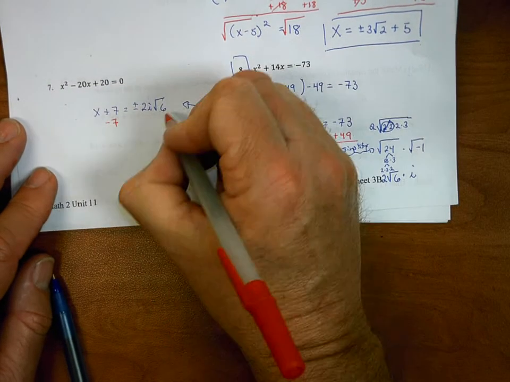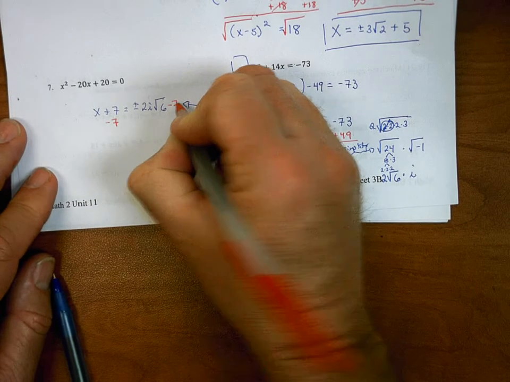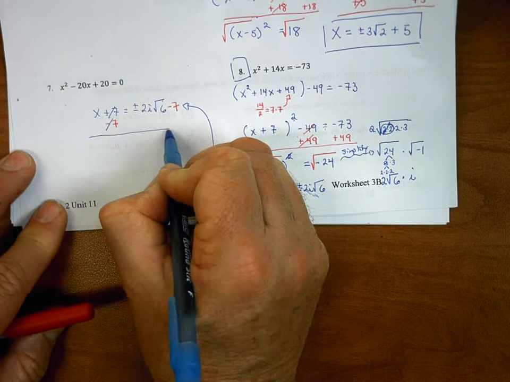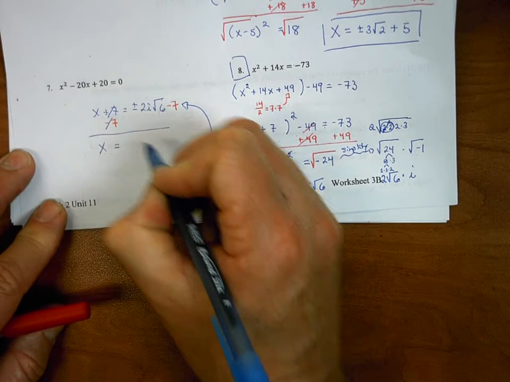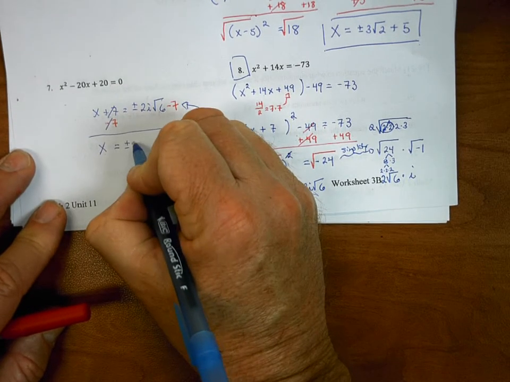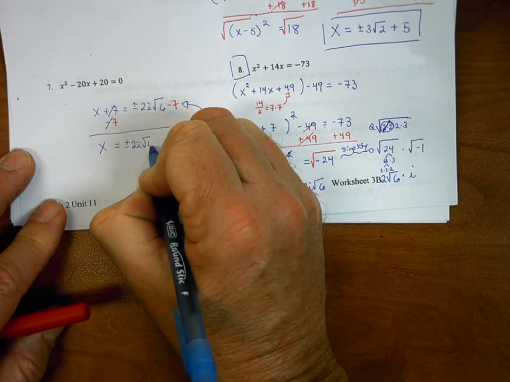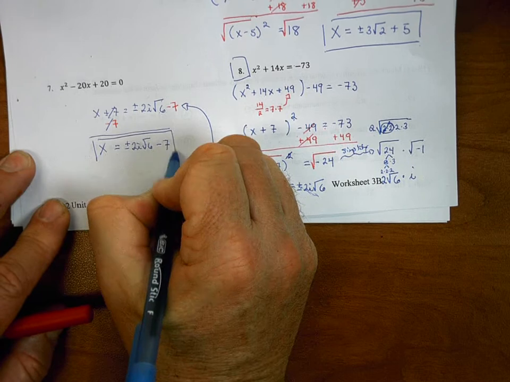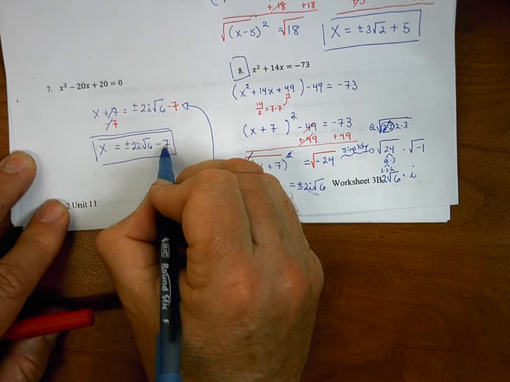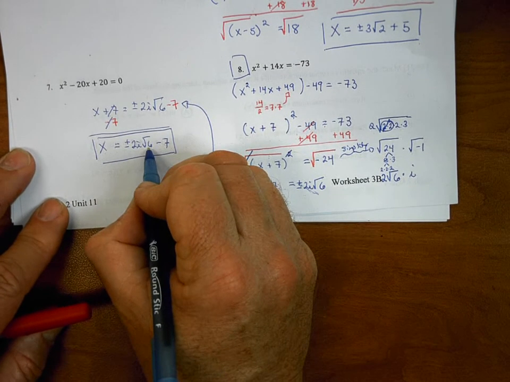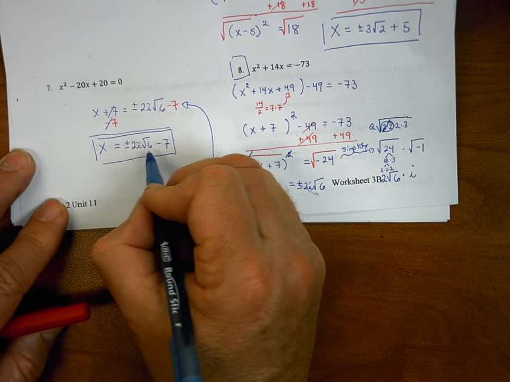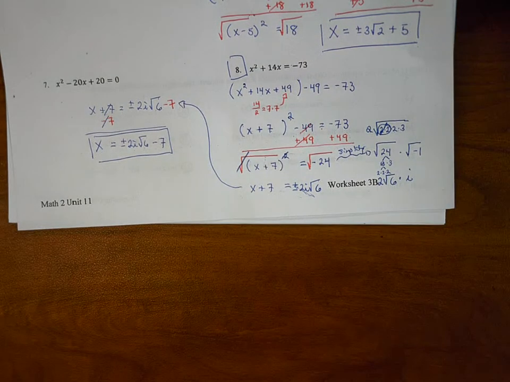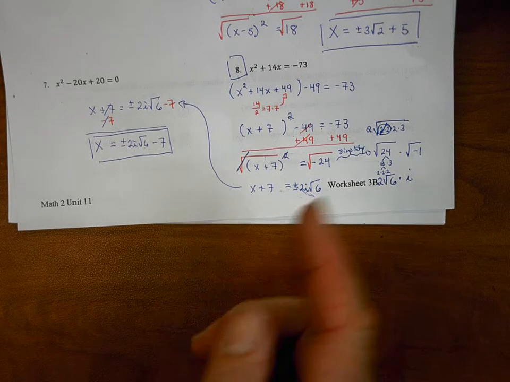Now my next step of the equation is to subtract 7. I'm solving for x. So I'm going to subtract 7 from both sides of the equation. That would cancel out the 7s, and then we would get x is equal to plus or minus 2i square root of 6 minus 7. And that's the best that you can do for this answer. You cannot subtract 7 from the square root of 6. You cannot subtract 7 from 2i. So that's the best answer we can get. That would be your simplified answer for x for number 8.